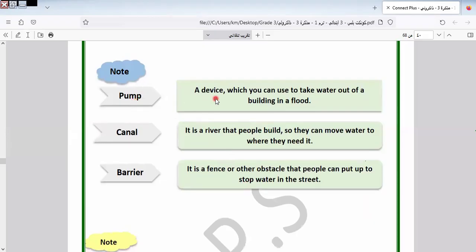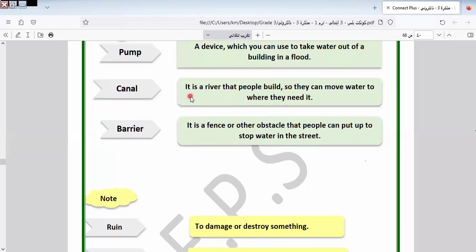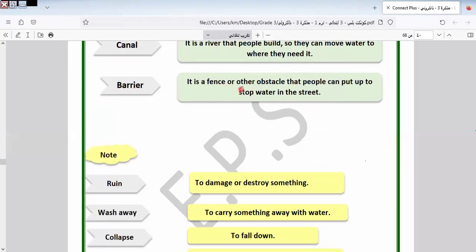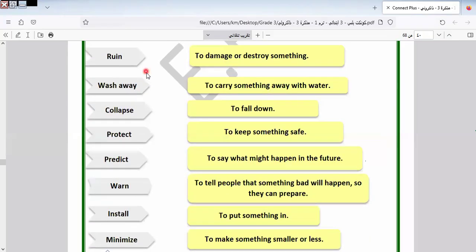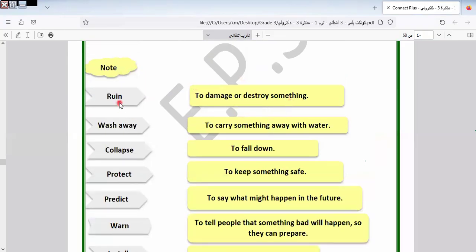Here we have pump. What's the meaning of pump? A device which you can use to take water out of a building in a flood. Canal is a river that people built so they can move water to where they need it. Barrier is like a fence or other obstacle that people can put up to stop water in the stream. Ruin, to damage or destroy something. Wash away, to carry something away with water.